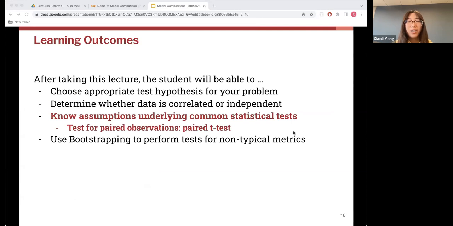And next, with the knowledge of correlated and independent data, we are going to introduce some assumptions underlying common statistical tests. Specifically, we are going to introduce the paired t-test for paired observations.